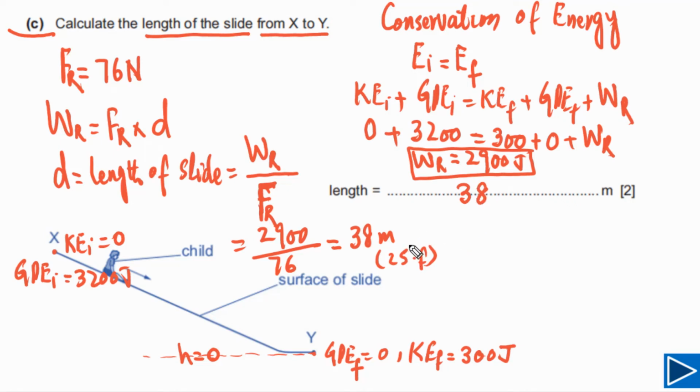And this question has 2 marks. First mark you will get if you have calculated work done against resistive forces, meaning work done against friction in this case. And the final mark is the answer mark. You will get the final mark if you have got the right answer.